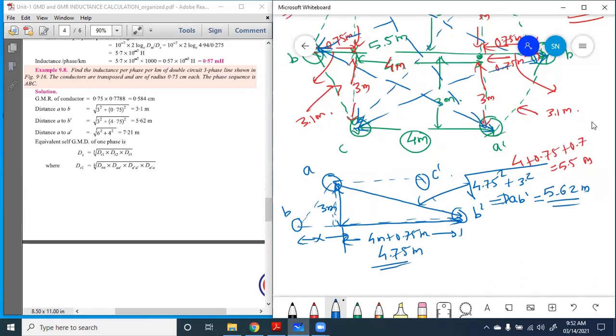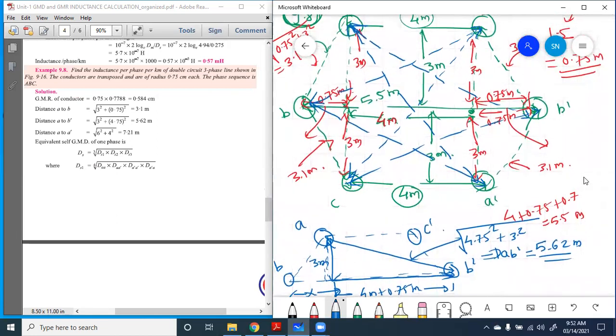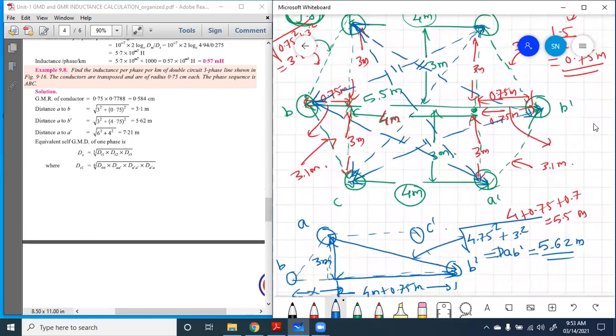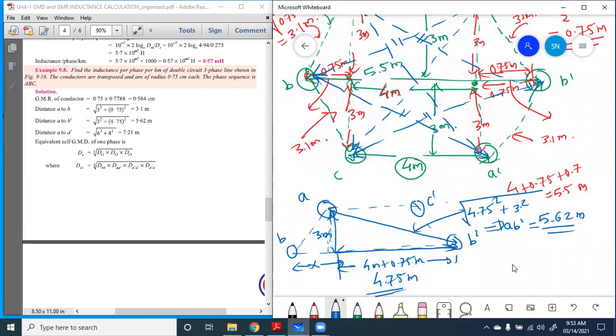Okay. Now, similarly, these distances are not required to be calculated again, because for the remaining conductor configuration the distances are the same. The distance between conductor C'B, distance BA', and distance CB' are the same 5.62 meter, the same configuration.